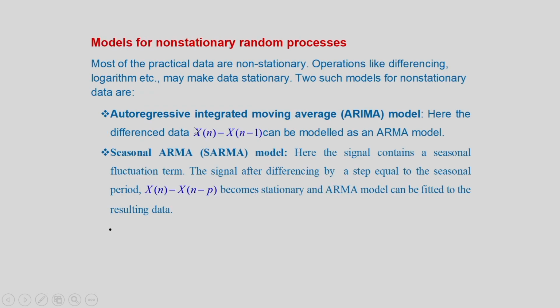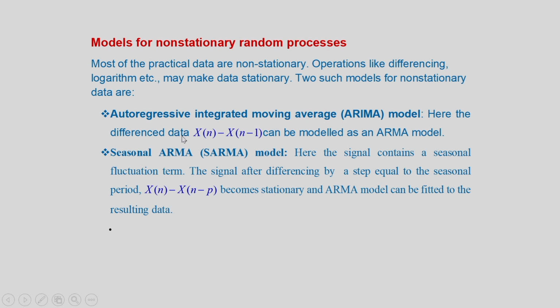So far we have discussed how to model a WSS random process, but most of the practical data are non-stationary. Operations like differencing, logarithm, etc. may be performed to make data stationary. There are different ways to make data stationary. Two such models for non-stationary data are: first one is the ARIMA model, autoregressive integrated moving average model.